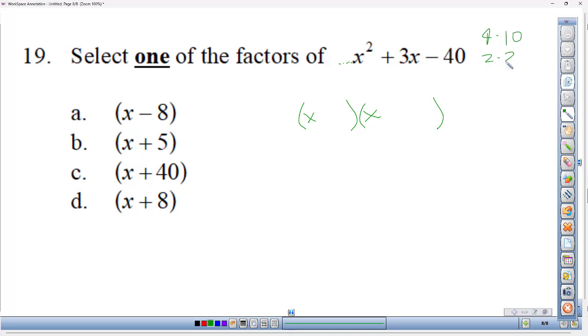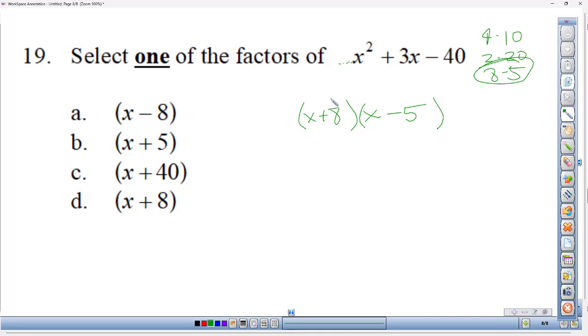So what are you talking about here? 4 times 10, 2 times 20, 8 times 5. I think I found it. 8 times 5 will make it, and one of them has to be negative, right? And that means they're going to subtract to be 3, and I want them to be +3, so I think I want the +8 and the -5.